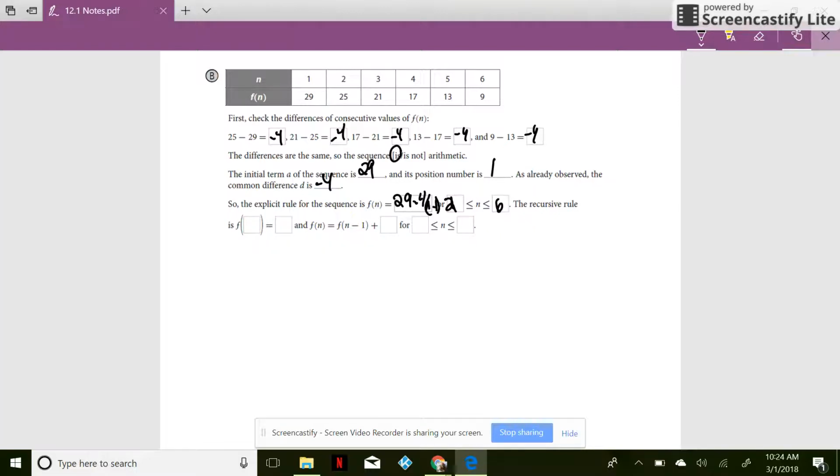So the recursive rule, we give the initial position, f of 1 is equal to 29. f of n is equal to f of n minus 1 plus the difference, negative 4, for values between 2 and 6.